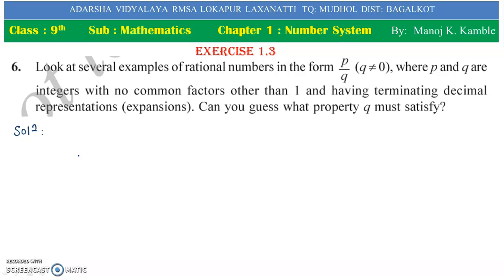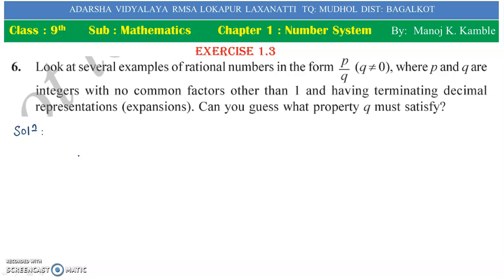So 9th class mathematics, exercise 1.3, main question number 6. The question is: look at several examples of rational numbers in the form of p divided by q, where q is not equal to 0, where p and q are integers with no common factors other than 1 and having terminating decimal representations or expansions. Can you guess what property q must satisfy?